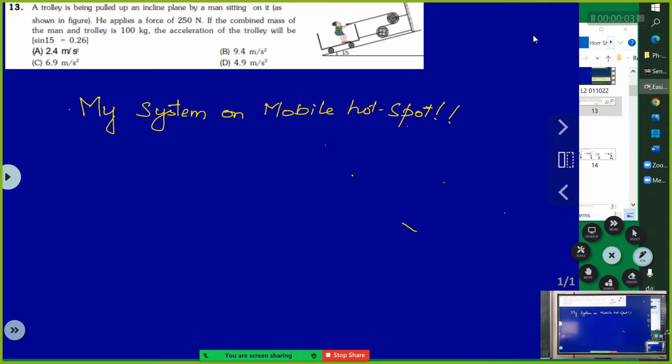Hello students, there is a numerical on top. Please solve this problem.